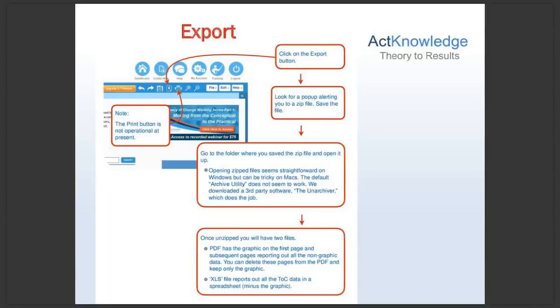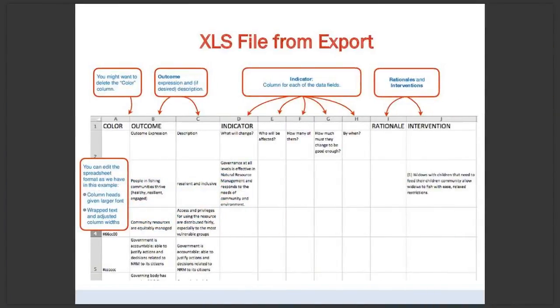So what export does is gives you the whole thing, but in a different format. The export is this button on the toolbar, and what it does is give you a zip file that includes a PDF of only the graphic, and then the rest of it is reported out in a spreadsheet. You have to be able to unzip the file.